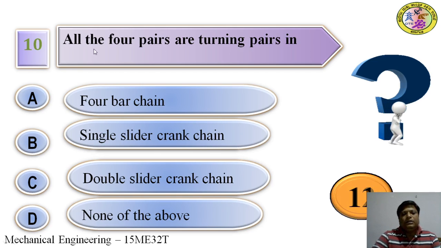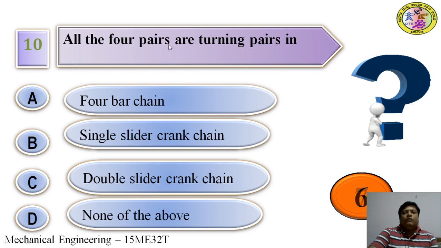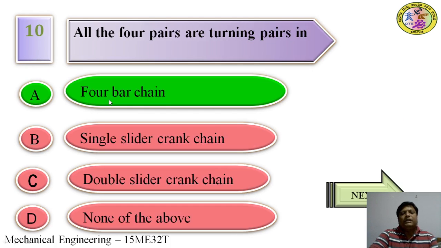Here all the 4 pairs are turning pairs. So here the 4-bar chain, single slider crank chain, double slider crank chain, none of the above. In a double slider crank chain, here 2 sliding, 2 turning. Single slider means only single sliding, the remaining 3 are turning. But whereas in a 4-bar chain all pairs are turning pair. So therefore option A is the right answer.